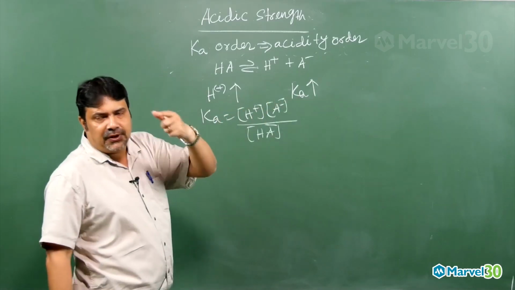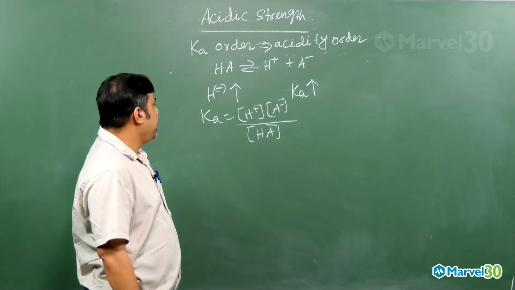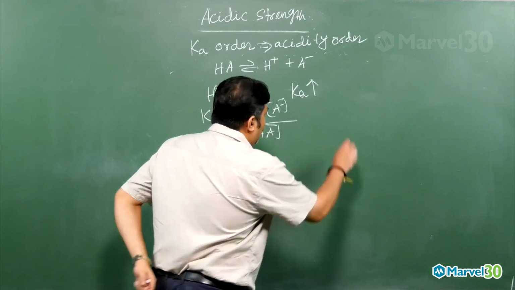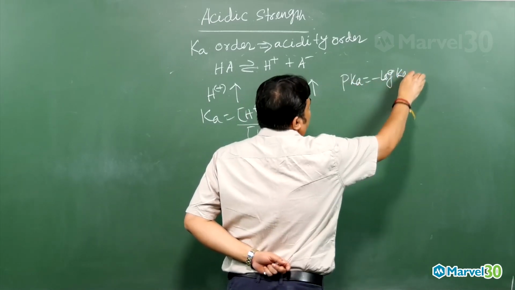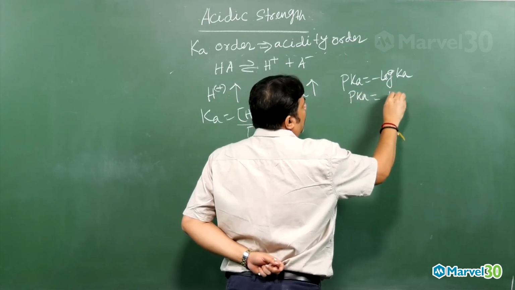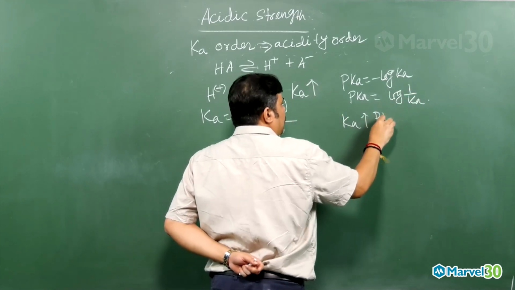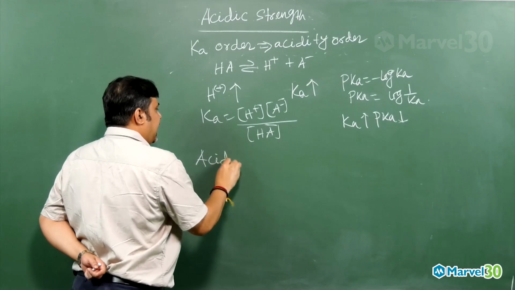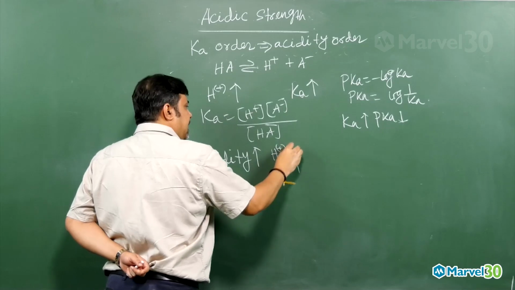This is the equilibrium constant for the dissociation of the acid in ionic equilibrium, which we already explained. H plus more means K will be more, and you know pK equals minus log K, or we can write pK equals log of 1 by K. So when K is more, pK will be less. That means if the acidity is high, H plus will be more.